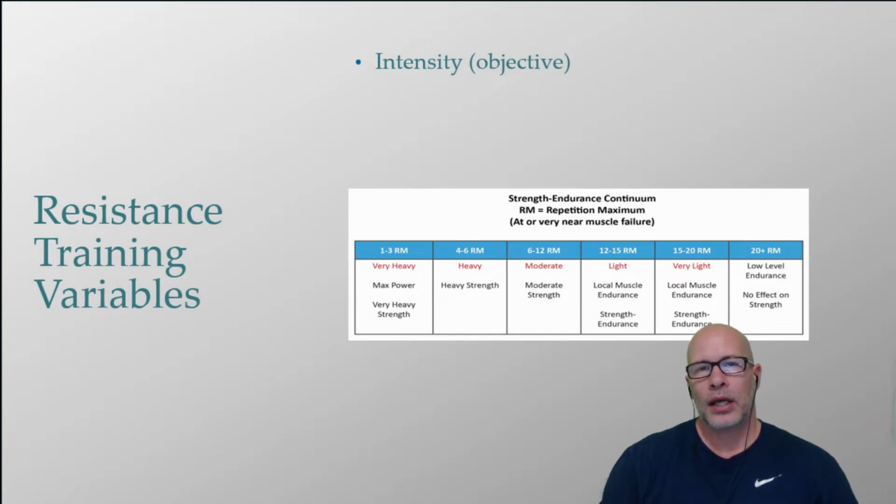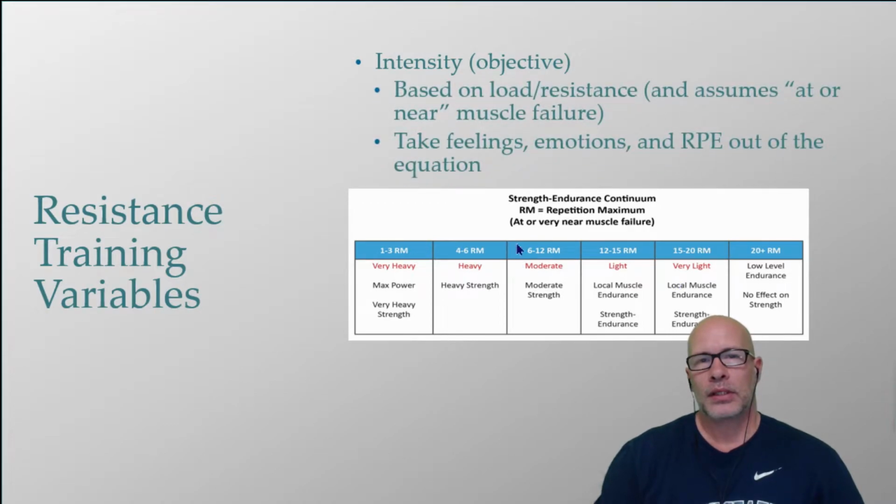Next up is intensity. There are 2 types of intensity. I pretty much already covered this in a previous slide, but the gist of it is that, objectively speaking, where you're taking your feelings and your rate of perceived exertion out of the equation as though it doesn't even exist, on the strength continuum, which once again runs from 1 to about 20 repetitions, the 1 to 3 repetition range is very heavy weight. In the 15 to 20 repetition range, you're lifting very light weight, and then you have everything in between: very heavy, heavy, moderate, light, and very light weight. But this is assuming that you're loading up so that you're taking sets to at or near muscle failure.